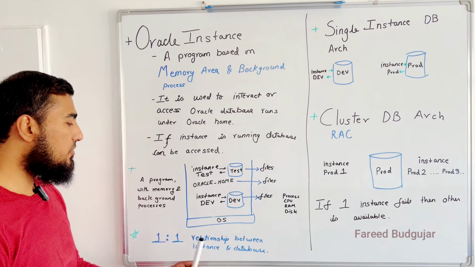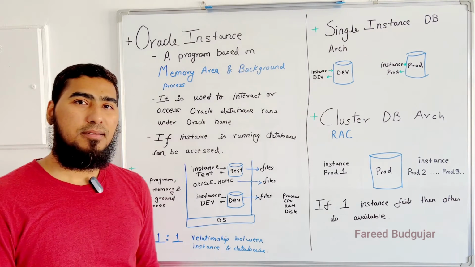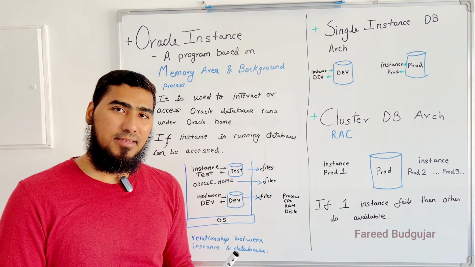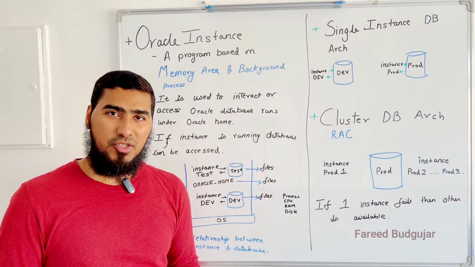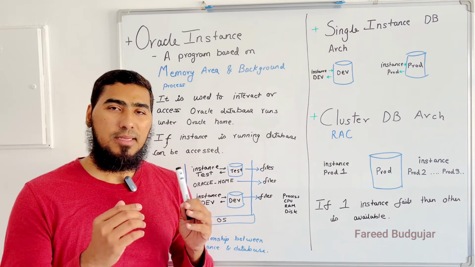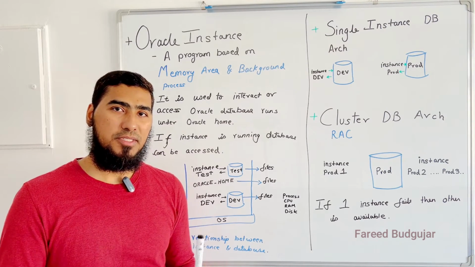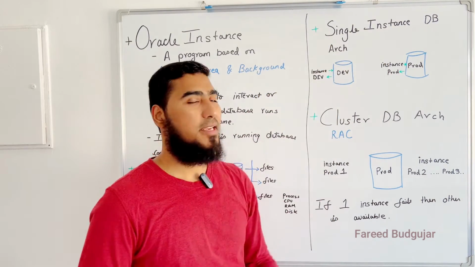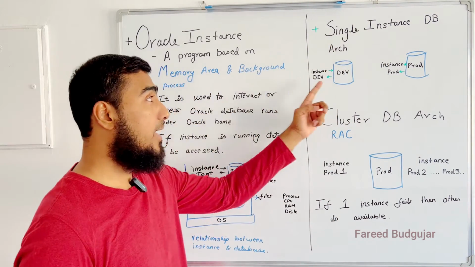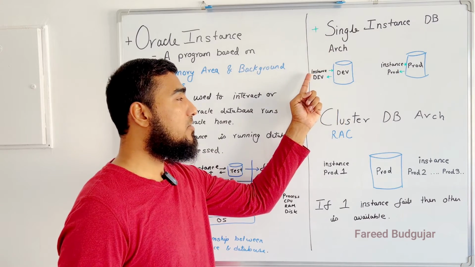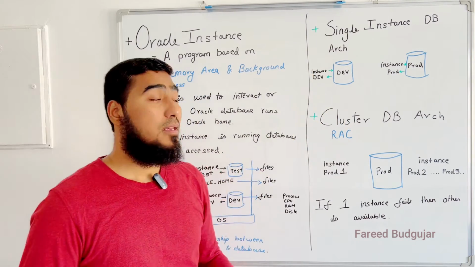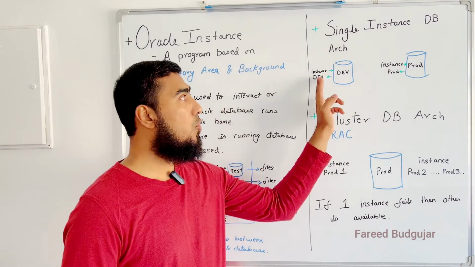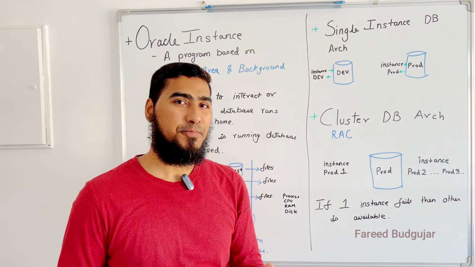One-to-one relationship between instance and database. We are not talking about multi-tenant or any advanced architecture. We are talking about a single tenant, normal database. Now, single instance database architecture, what is it? It has dev. Dev has its own instance. We have prod. Prod has its own instance. So it's a one-to-one relationship with the database.